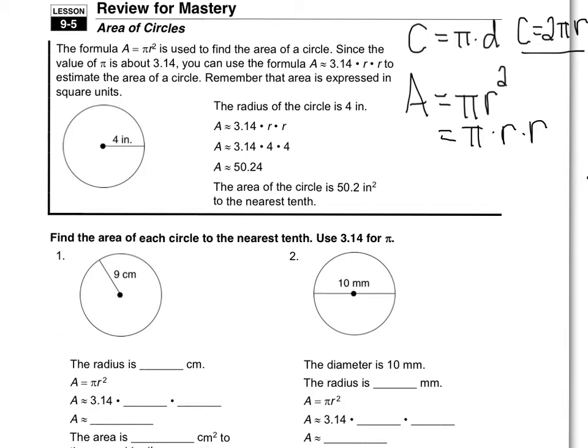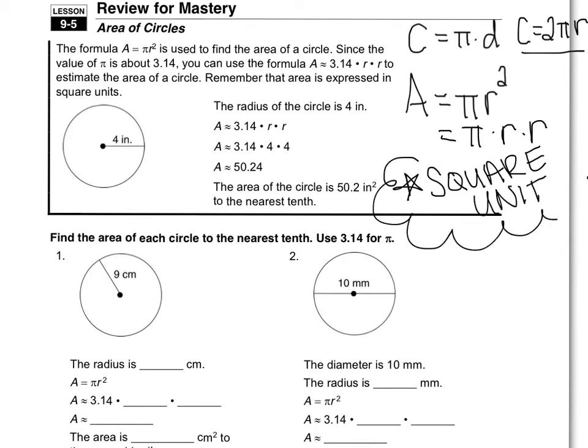Since we're talking about area, your units are squared. So you want square units. If you don't include square units, your answer is incorrect. You don't want to miss points because you forgot to put that pesky little 2 onto your unit.